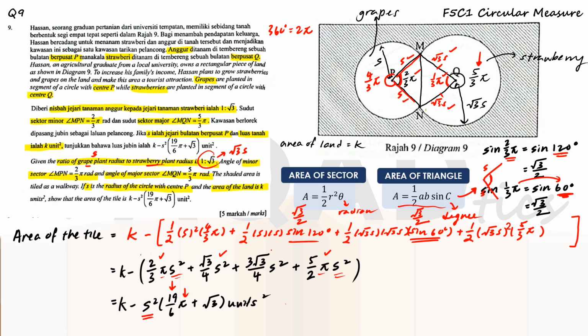For these two values, if I add them up together, it will become 4 square root 3 over 4 S squared. So I can cross off the 4, and we have square root 3 left here, and the S squared again I will put outside, so there will be S squared here again. If we do this, we will get the same format as in the question.